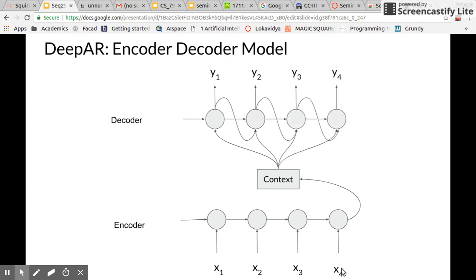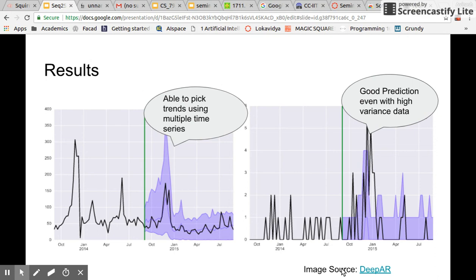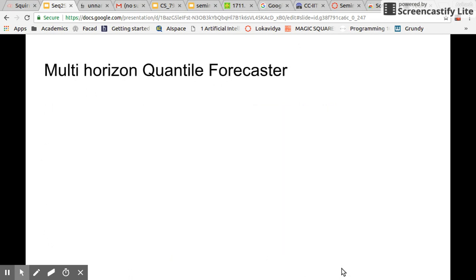To give you the context, these x values are feature vectors, and the y1, y2, y3, y4 values are the output values, which can be something like sales prediction or traffic prediction. This DPR model is able to pick up trends using multiple time series, and it gives very good predictions even with high variance data.